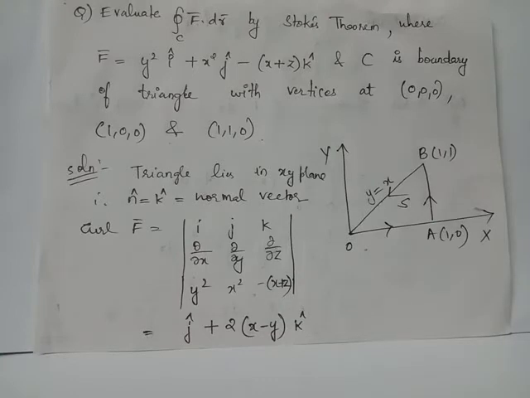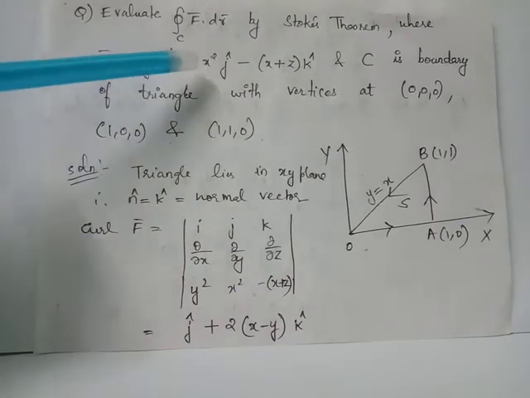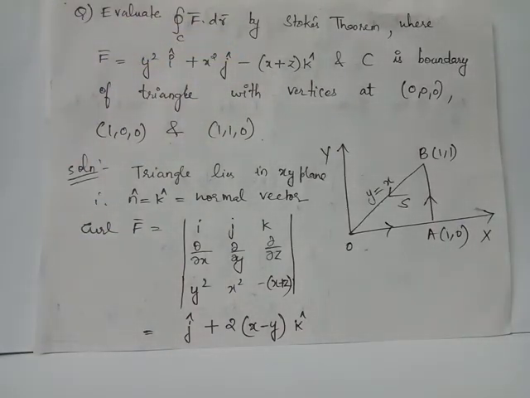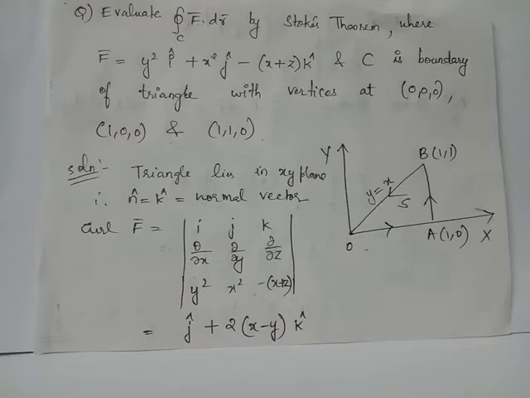If you wish to evaluate the right-hand side of Stokes theorem, that is the surface integral, then the double integral over S of curl of f dot n ds has to be evaluated. Curl of f can be evaluated using a determinant whose last row has the component functions of the given vector function. By usual determinant evaluation, you will get curl of f as j plus 2 times (x minus y) k. We have already evaluated that n cap, the unit outward normal with respect to surface S, is the k cap unit normal.